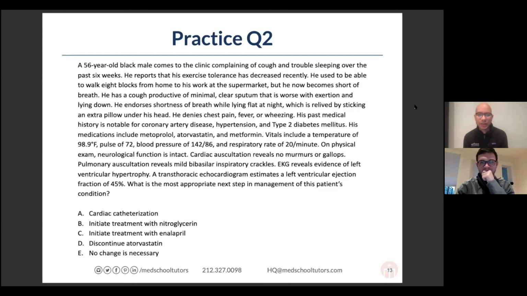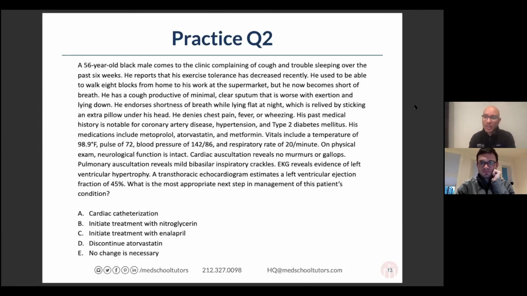So we hear that he endorses shortness of breath while lying flat at night, which is relieved by sticking an extra pillow under his head. And this is where the light bulbs start going off. I was already suspicious of the heart. This was the county I'm in. Now I'm zooming in on the neighborhood.